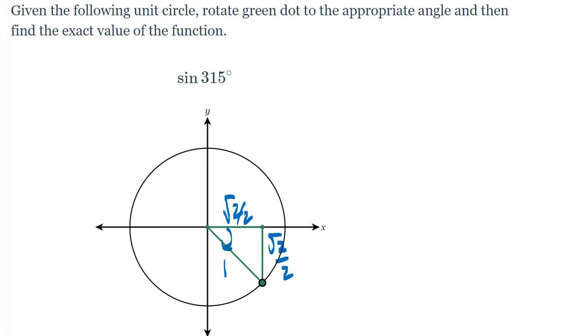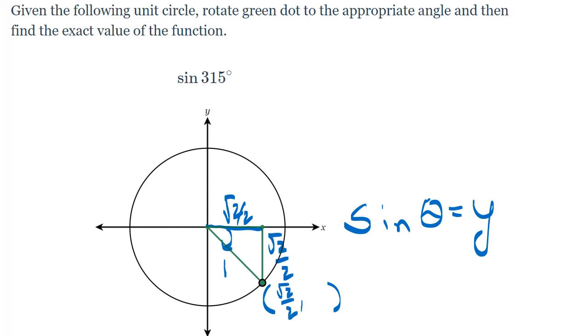Square root of 2/2. Okay, so sine, and I'm going to start just using the y coordinate as my way of figuring this out, sine is equal to the y coordinate. So what are the coordinates of this point? Well, the x coordinate is square root of 2/2, and it's positive. The y coordinate is also square root of 2/2, but it's negative because it's down here, right? That's in the negative y values. So the answer to the sine of 315 is the y coordinate of 315, which is negative square root of 2/2.